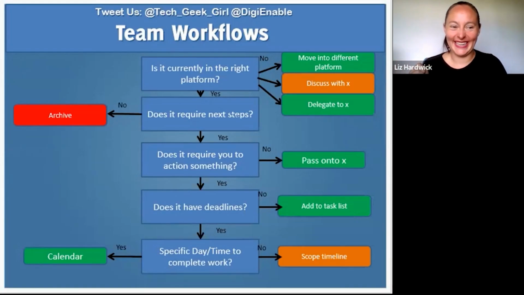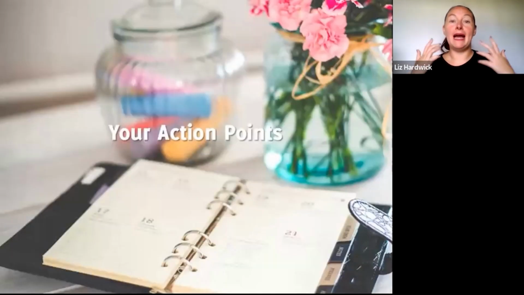Okie dokie. So that comms policy and also team workflows, you'll have a think about and review. Now bob that in your document to download as well. So having to think about action points.